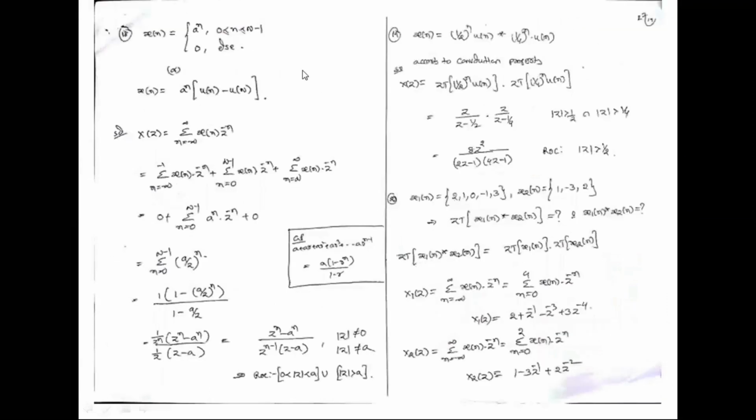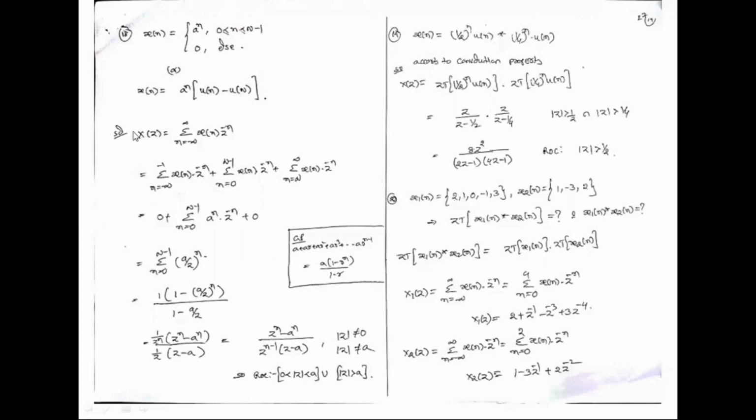Now another example. X of n is given as a power n for 0 less than or equal to n less than or equal to capital N minus 1, and 0 elsewhere. Or they are saying that a power n times mu of n minus mu of n minus capital N.